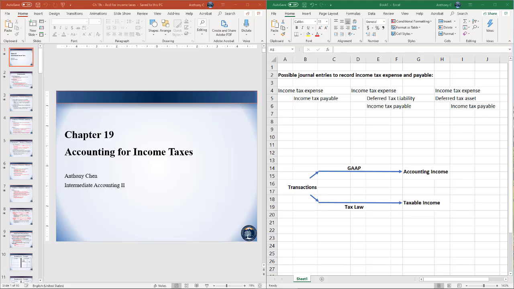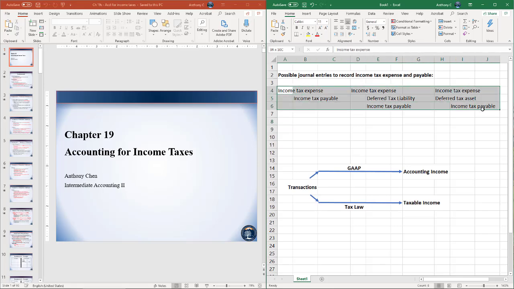In Chapter 19, we're going to deal with accounting for income taxes. For the most part in this chapter, we'll largely focus on making the journal entry to record income tax expense and income tax payable. There are some other accounting issues we'll talk about related to income taxes, but again, most of the chapter will focus on making one of these three journal entries right here.